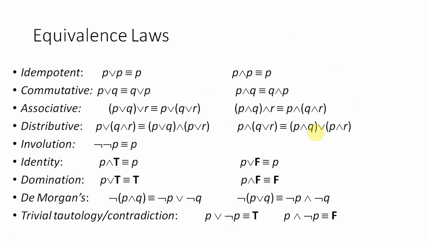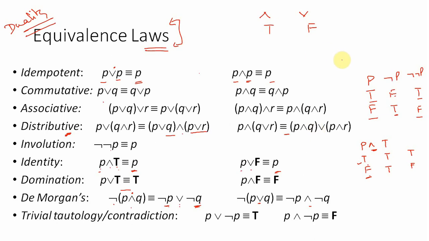In fact, we can verify any and all of these equivalence laws by using the truth table method. So I suggest you verify all these equivalence laws by making truth tables of the LHS and RHS, the left hand side and right hand side of the equivalence symbol, and verifying that the truth tables on both sides are equivalent. I hope you do it so that you can actually verify that these laws are valid.